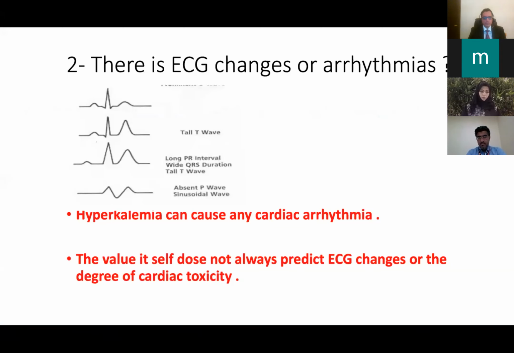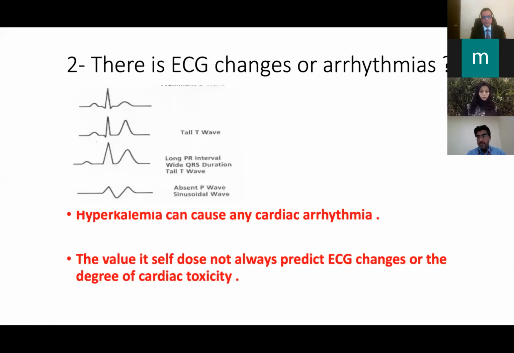And the second question is whether there are any ECG changes or arrhythmias. These are the typical textbook ECG changes in hyperkalemia, starting from tall or tented T waves to a long PR interval, wide QRS, then the sine wave. People still read from text. Most of us read text. The ECG changes related to the potassium level are mentioned there.